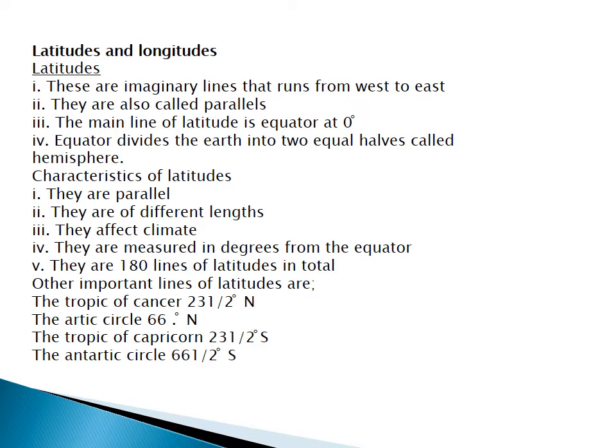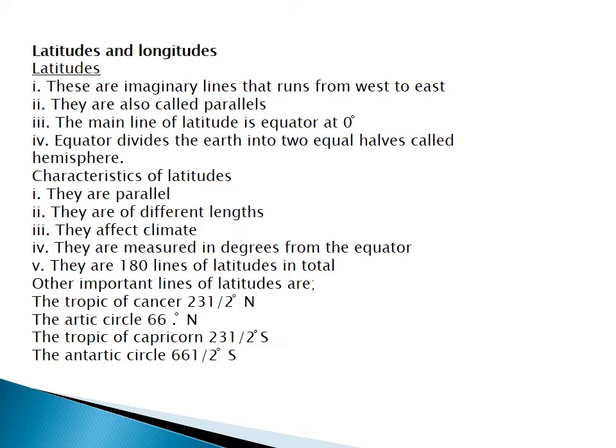The total number of latitudes is 180. The other important lines of latitude are, first, the Tropic of Cancer, which is 23 and a half degrees north, sorry, 23.5 degrees. That means the Tropic of Cancer is found in the northern part of the equator.